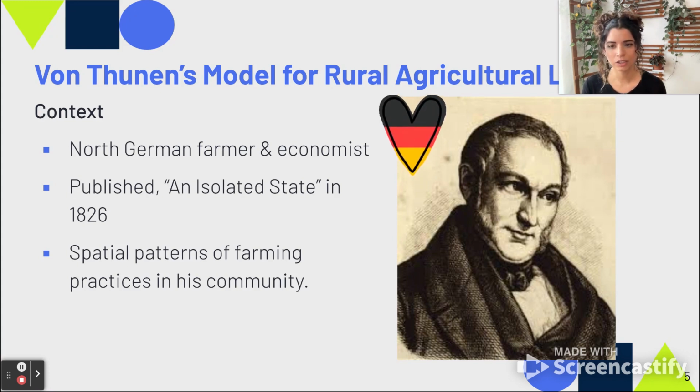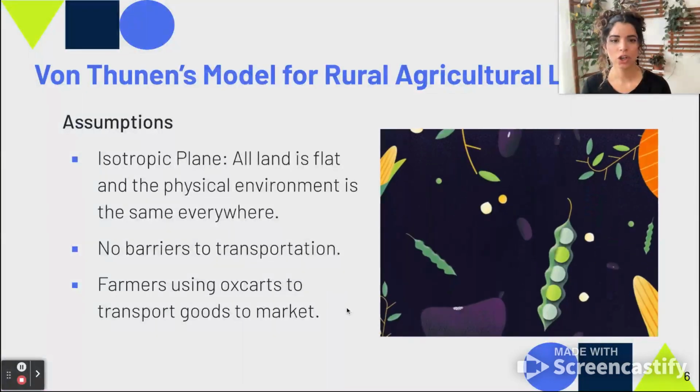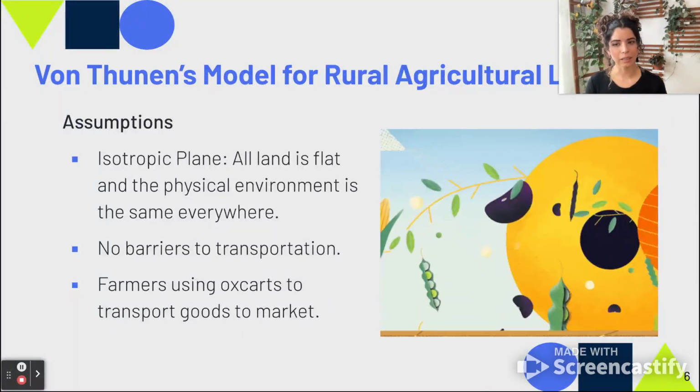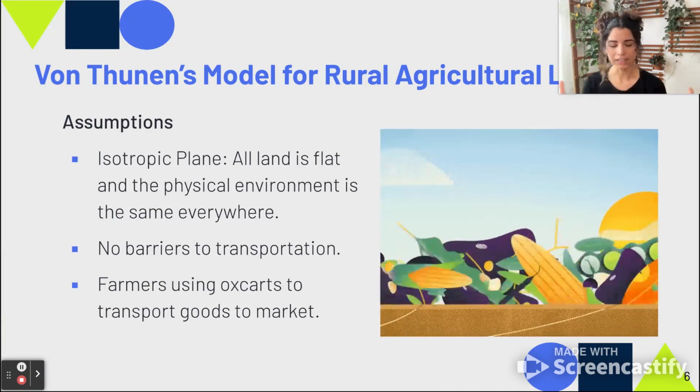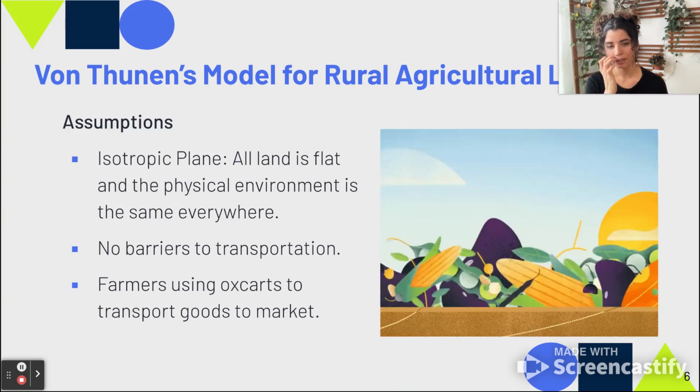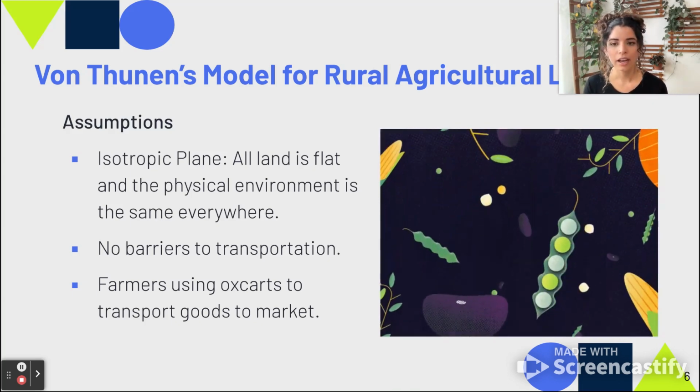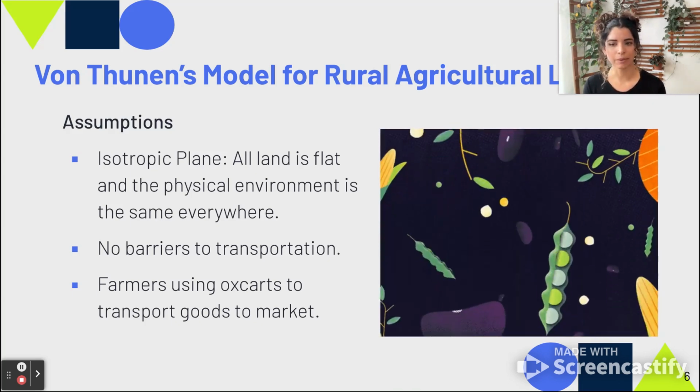So this dude was a German farmer and economist, and he published a few works that dealt with these topics. And essentially, he outlined these spatial patterns of farming practices that he noticed within his own community. So his theory has a few assumptions. First is that we all live on this isotropic plane. So essentially, all the land is flat, and the physical environment is the same everywhere.